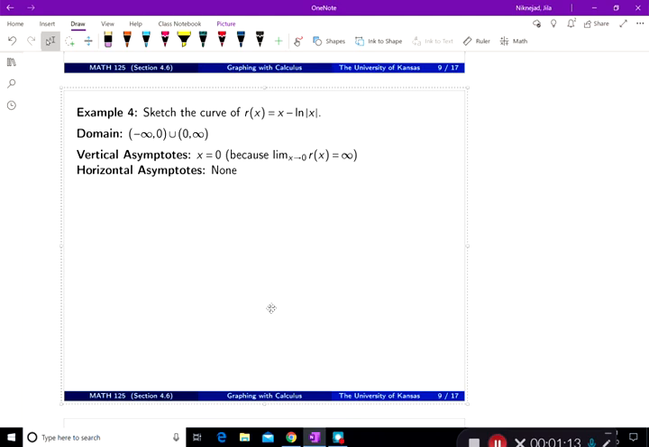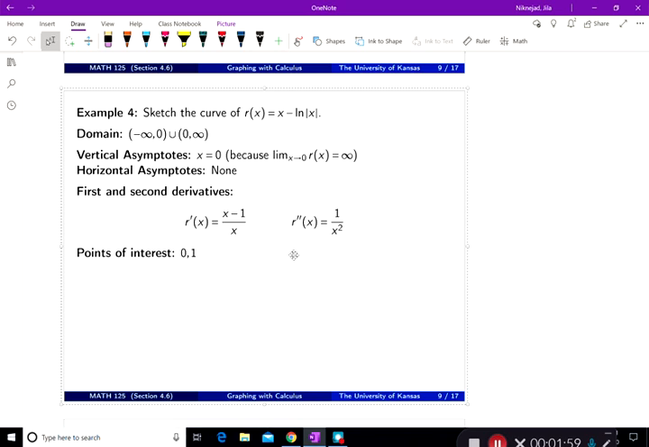And so then the next part is to take the derivative of r of x equal to x minus natural log of absolute value of x, which is 1 minus 1 over x. If you rewrite it with a common denominator, it would be x minus 1 over x. We need to do that because we need the roots. Taking the second derivative is easier if you take the derivative of 1 minus 1 over x, and you end up with 1 over x squared.